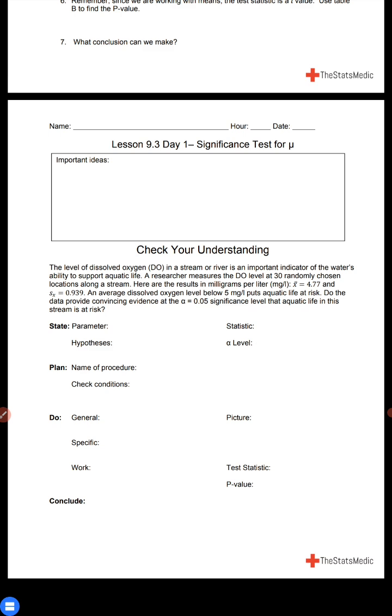Were these streams randomly chosen? Yes, I know that because it tells me. And then the last thing I need to check is independence. Again, we have to make some assumptions here. We are assuming that 30 is less than 5% of all the sites that could have been chosen along this stream. Okay, so let's go to our calculator and actually run our test here.